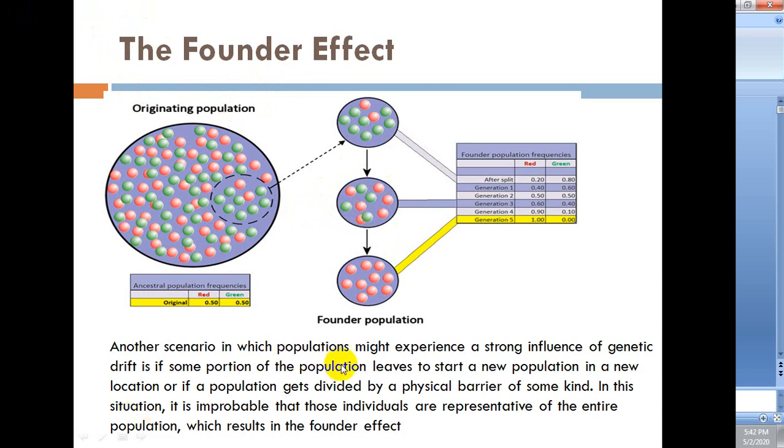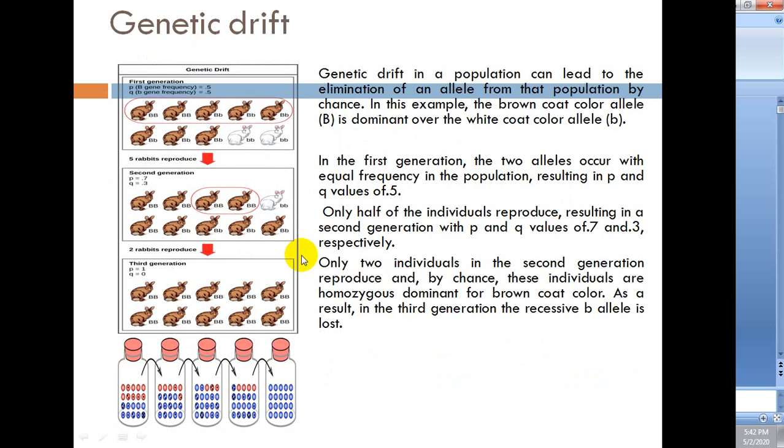Another scenario in which a population might experience a strong influence of genetic drift is if some portion of the population leaves to start a new population, what we call the founder effect. In this case, the original population and the new population are completely different. The allelic frequency is very much different in both populations. So here is another effect, that is genetic drift.